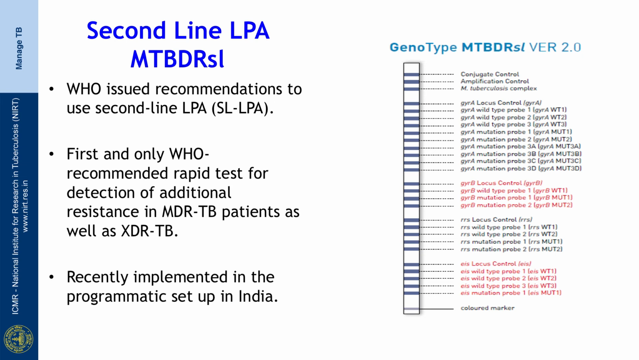The second line LPA MTB-DR-SL version 2 has recently been implemented in the programmatic setup in India. So, the figure on the right shows the different loci that are present on the MTB-DR-SL version 2, which covers the wild type and the mutant bands for the fluoroquinolones as well as the aminoglycosides. Depending on the presence or absence of the wild type and the mutant bands, the results will be interpreted.